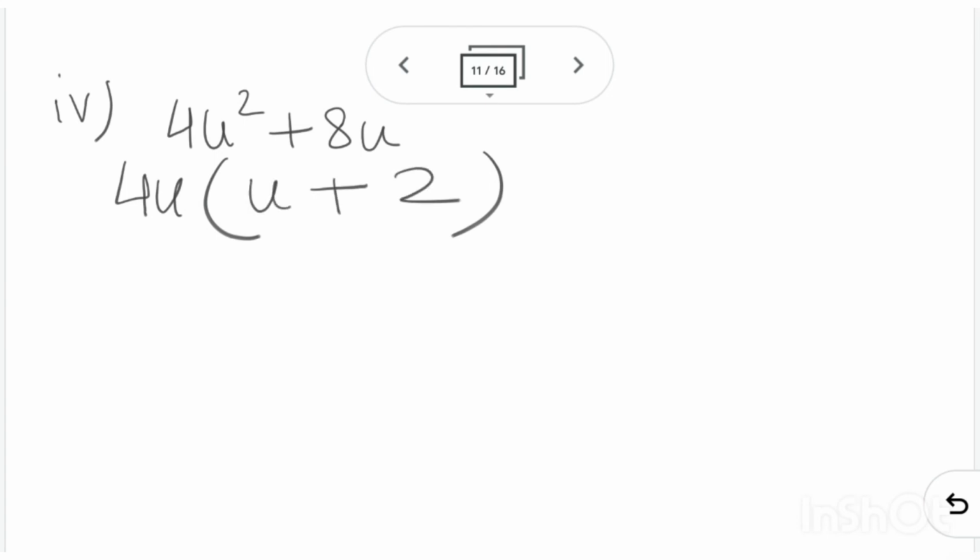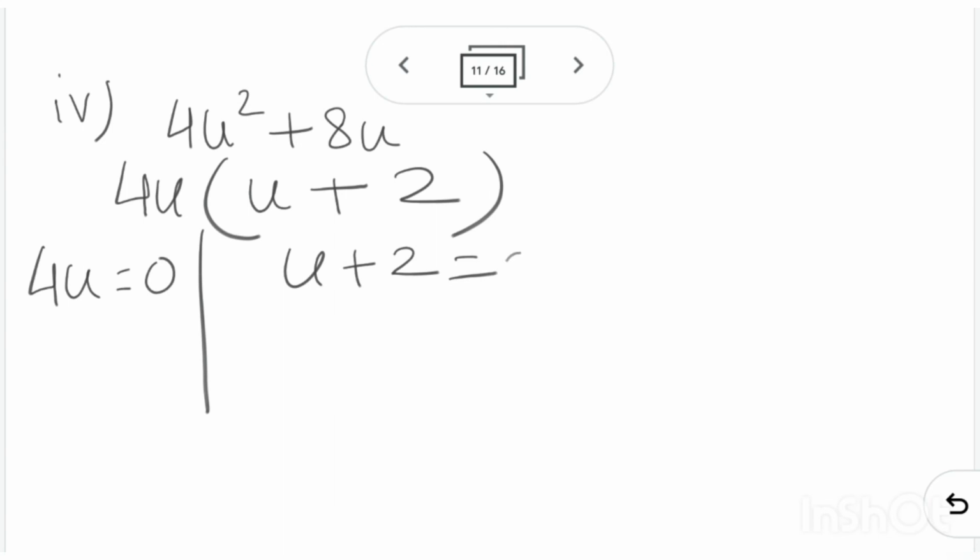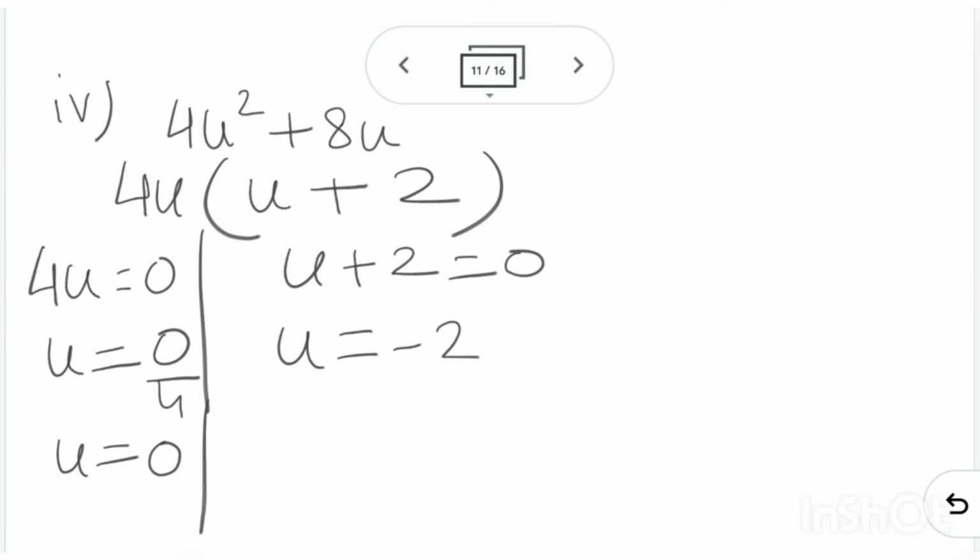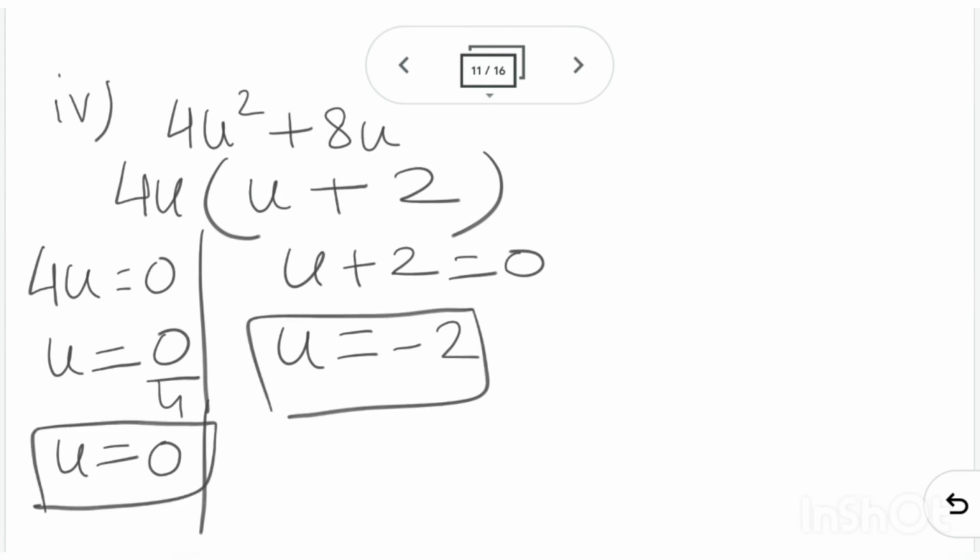So when there are only two terms in the quadratic polynomial, we need not use the factorization method. We can simply take out the common terms and make its two factors like this. Now we have got two factors, one is 4u, other is u plus 2. Now we'll put them equal to 0 to find the two zeros of the polynomial. So we'll get here 4u is 0, so u will be 0 upon 4, that is 0. And from here u will be equal to minus 2. So these are the two zeros of the polynomial. We can give them the names alpha, beta.